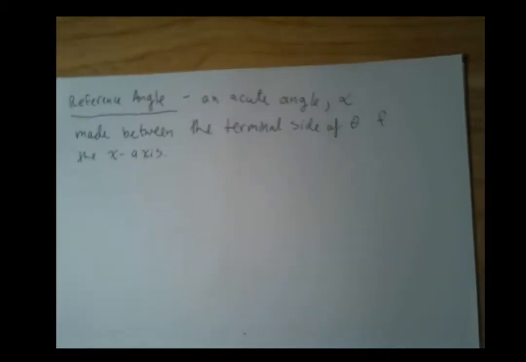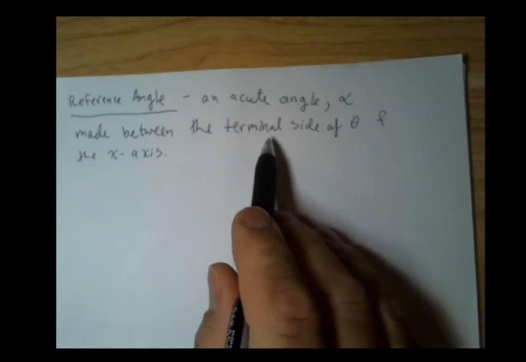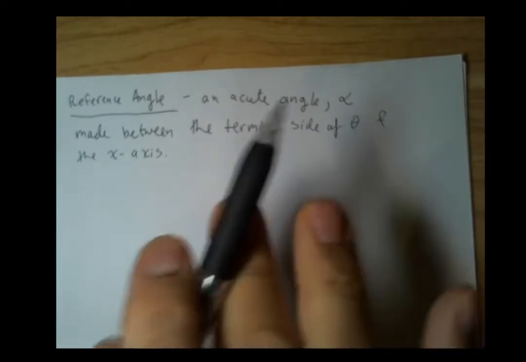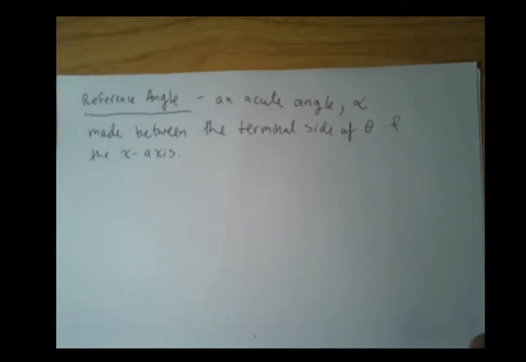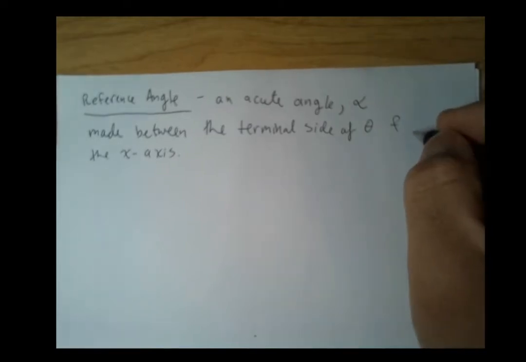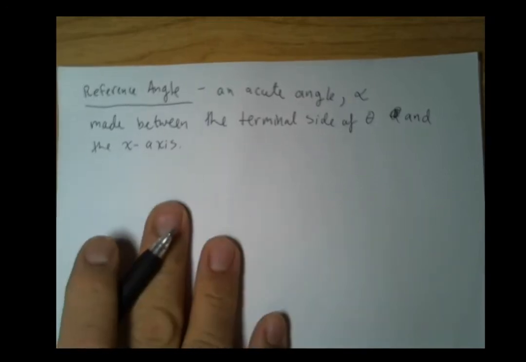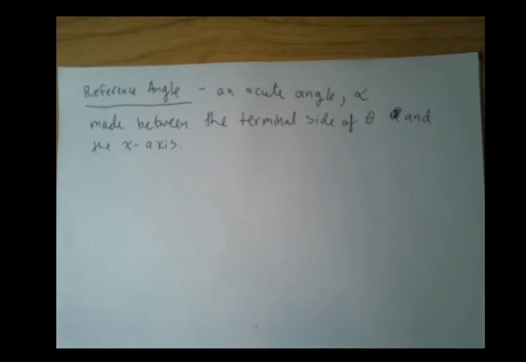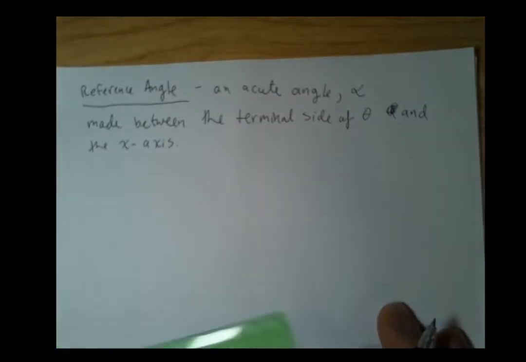Okay. All right. So a couple things to make note here. We're looking for an acute angle, the terminal side of the angle. Again, we're always referring to angles in standard position unless we explicitly define it as something other than standard position. And the x-axis, now remember, it does not distinguish between positive or negative.